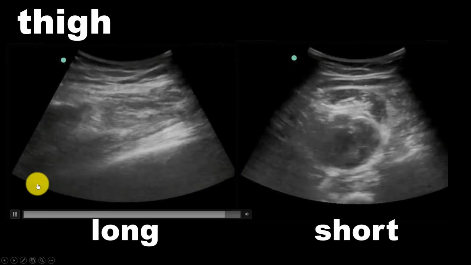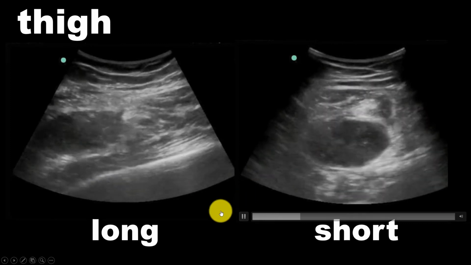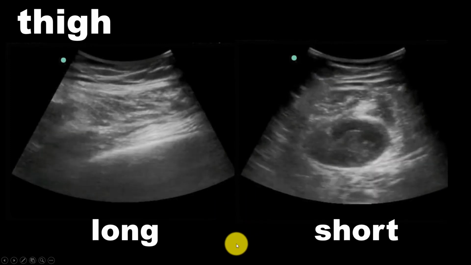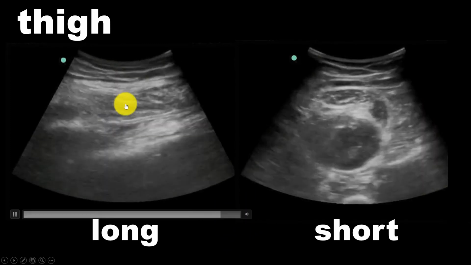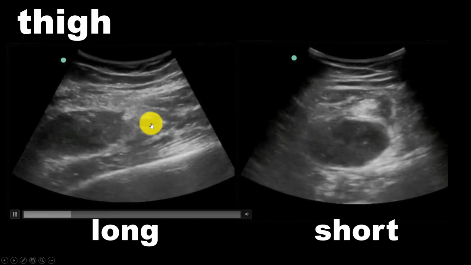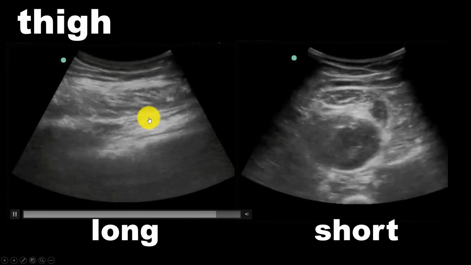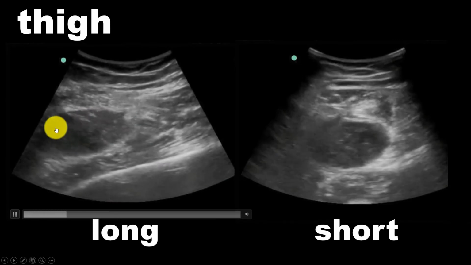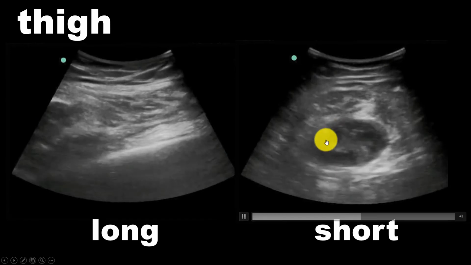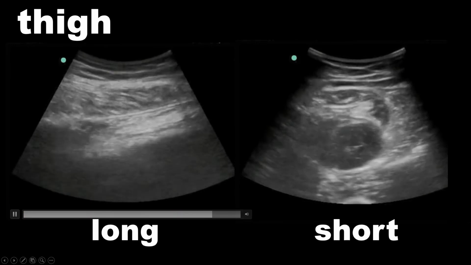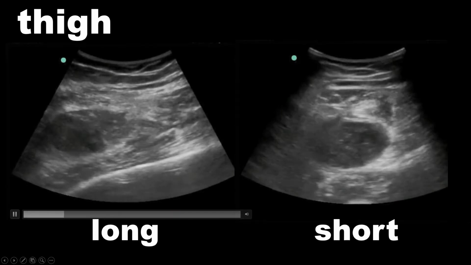First, notice that this is actually done with the curvilinear probe, which is again okay to use. Next, pay attention to the muscle fibers themselves. What you're seeing here is that they're not nice and continuous throughout. This portion looks okay, but you're also noticing this anechoic round structure here, which represents a hematoma from a muscle rupture.